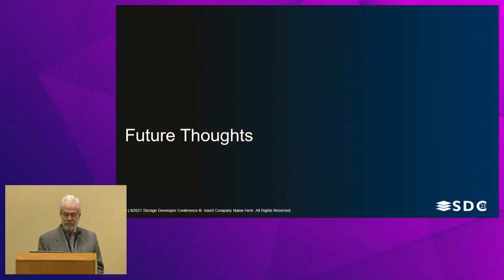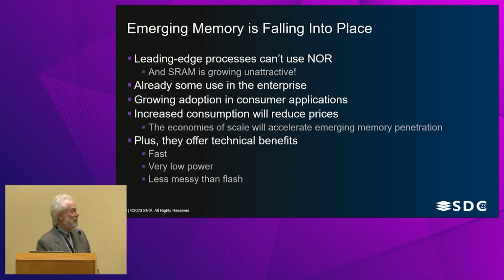Okay, so I guess I've taken care of all of that. And so off in the future, because of things outside of mainstream computing, we're seeing emerging memory falling into place. And that's mostly because microcontrollers and ASICs and things that use NOR flash can't be built on processes that are smaller than 28 nanometers. And as I said with that other chart, SRAM is growing very unattractive.